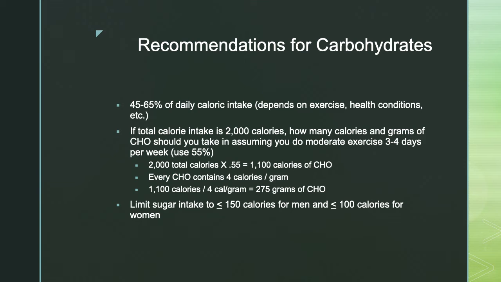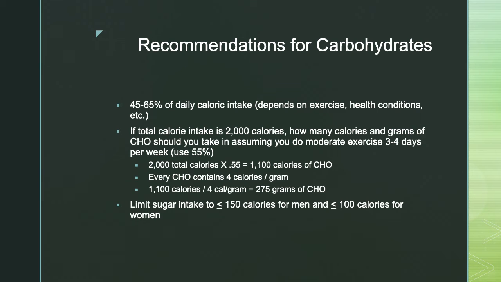So let's use this example of an individual who takes in 2,000 calories a day, and that's a perfect number for them in that they're able to maintain an optimal body weight. And we'll say that they exercise 30, 40 minutes, 3 to 4 days a week. So not excessively high exercise, but certainly a good, healthy amount. So we'll put them right in the middle of that range at the recommended 55% carbohydrate.